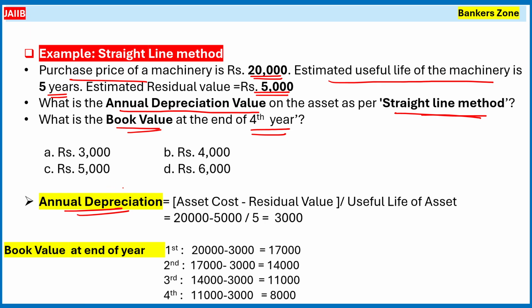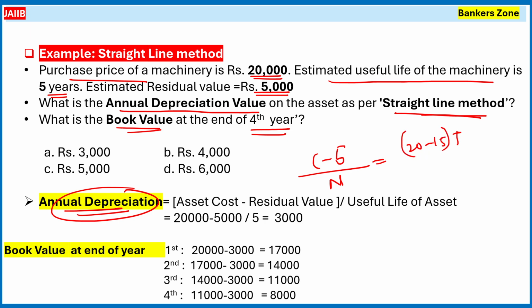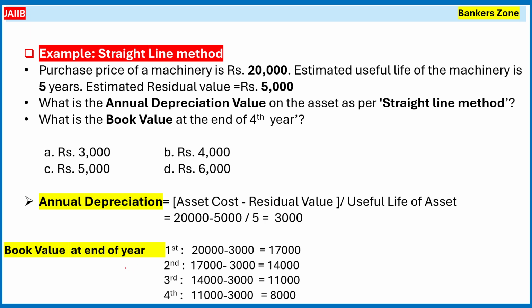Right, first we will calculate the depreciation. What is depreciation? It is cost minus residual or salvage value divided by the number of years. What is the cost? 20,000 minus, the residual or salvage value is 5,000, divided by the number of years, 5. Okay, you will get 3,000. 3,000 is your annual depreciation. Just we calculated. Now see, we have to find book value at the end of the year.